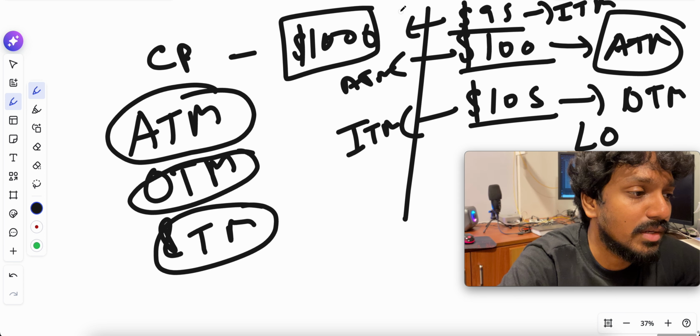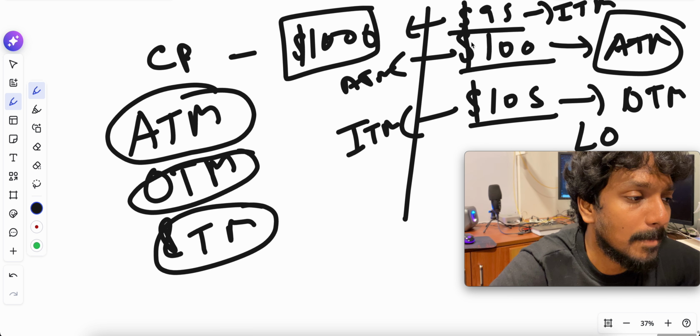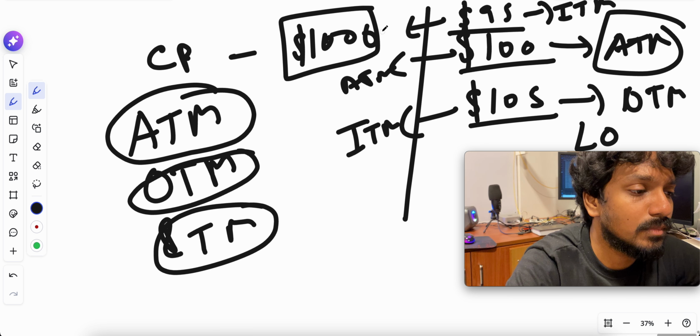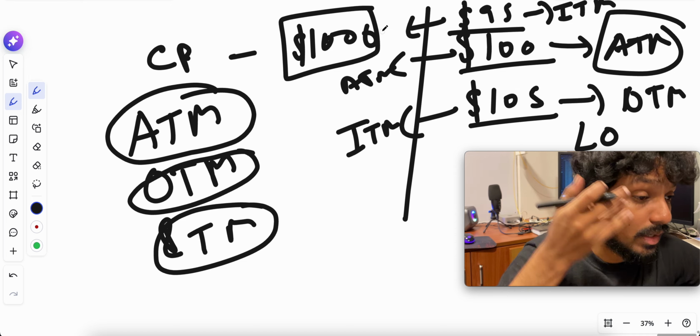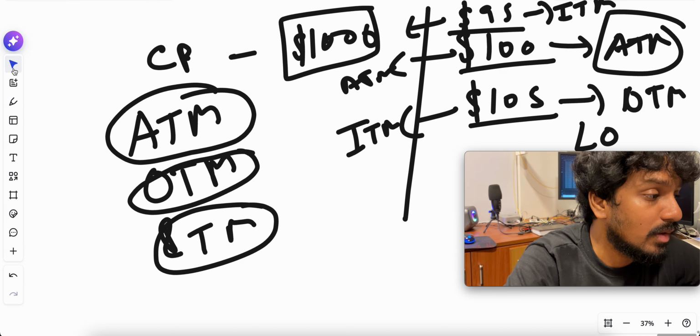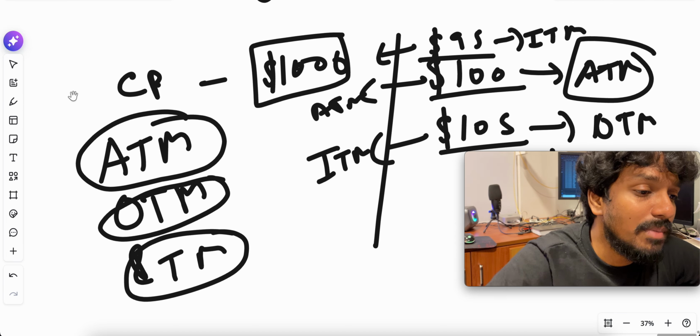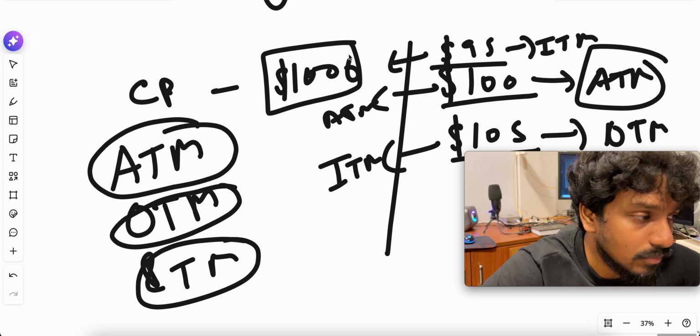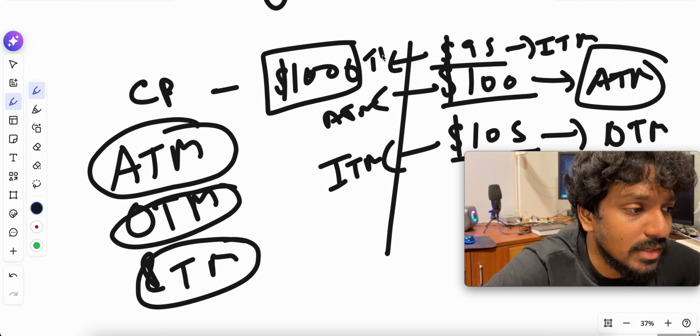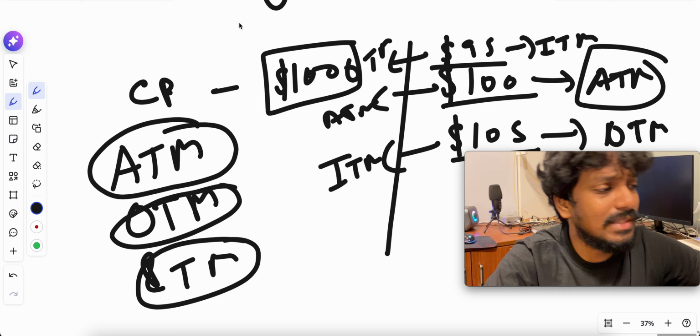One second, let me erase this. I need to erase this, but okay. So this will be coming as OTM. This will be coming as OTM. So in this you can see the difference.